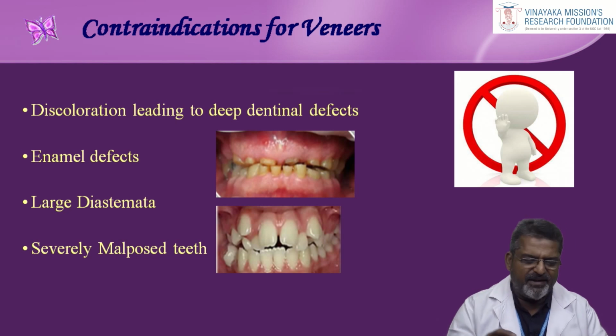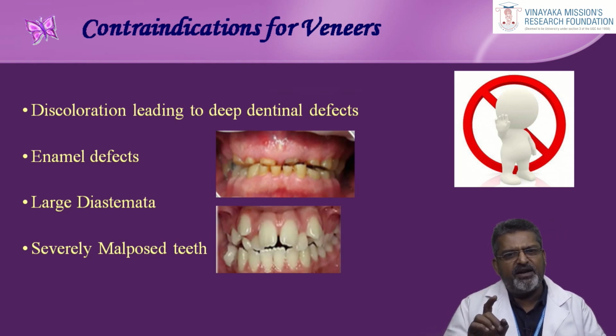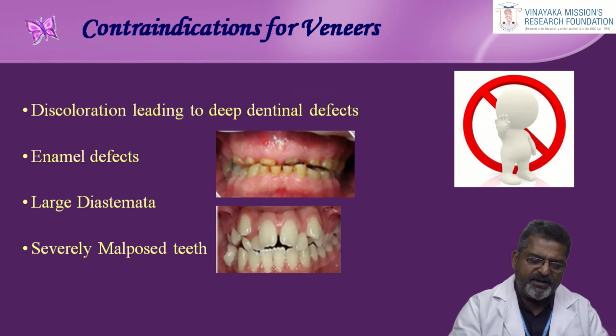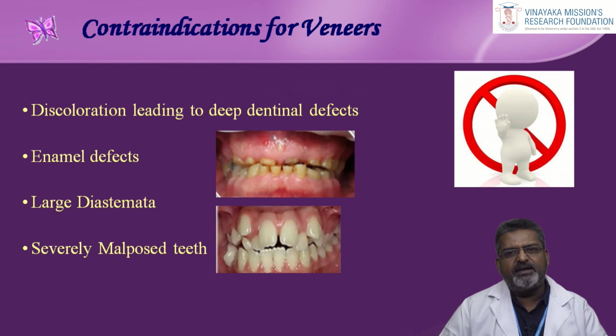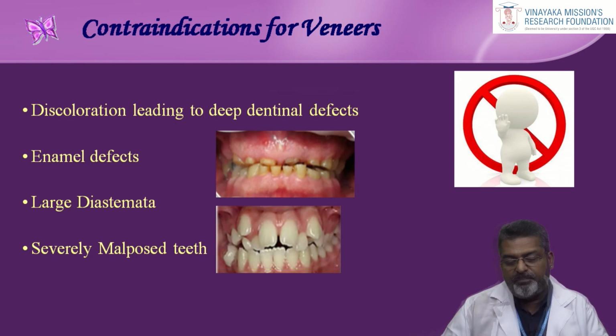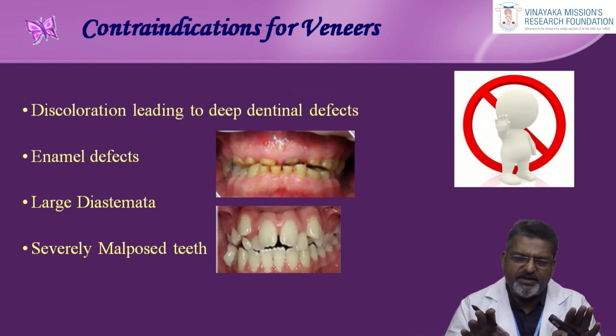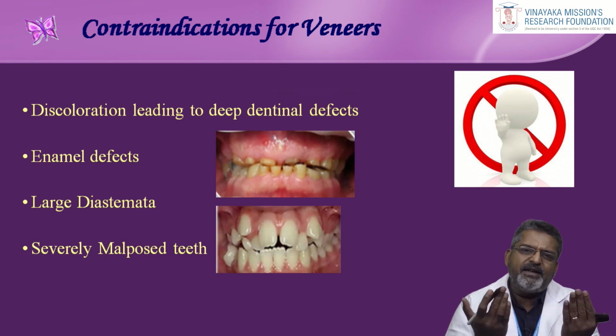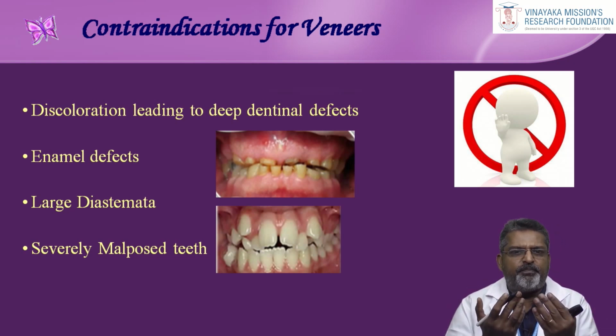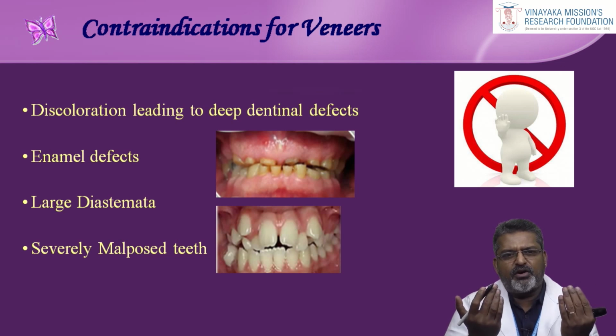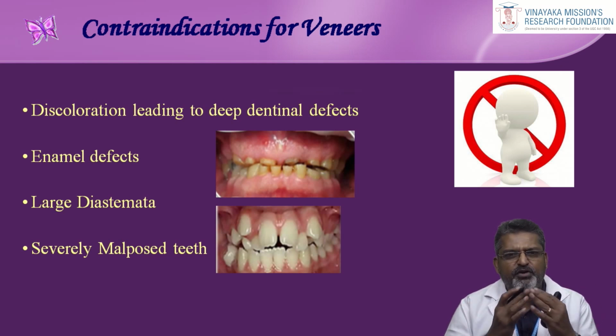And next is the enamel defect. If you have an enamel defect, then your bonding is going to come down, and the retention of your veneering is going to be less. So enamel defect is the second contraindication for veneering. And the third one is large diastema. As I told you, it is very difficult to correct a large diastema with veneering, because when you have a large diastema, you need to increase the size of your crown. If you increase the size of your crown, you are going to change the proportion of your face.